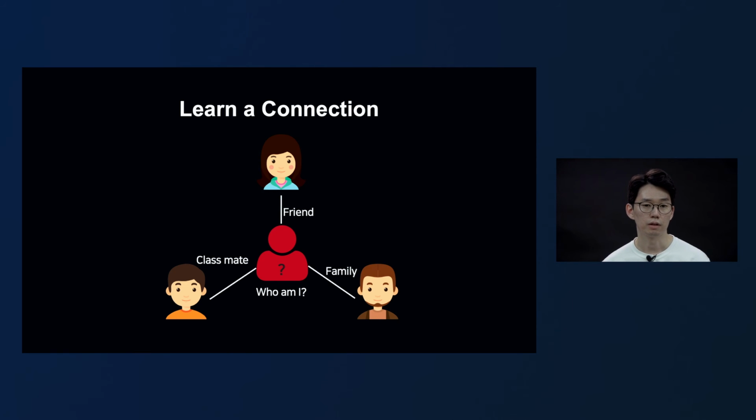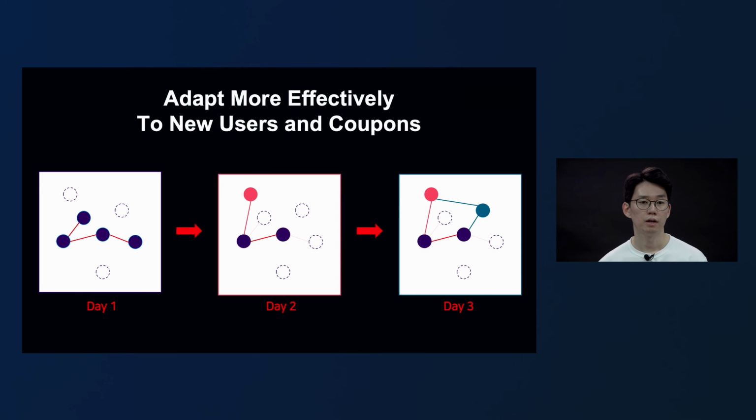The graph neural network learns a connection. Existing deep learning method treat each user and item independently, but the graph neural network learns to utilize the information of neighborhood from connection. In other words, it is possible to effectively estimate the preference of neighborhood based on connection. This advantage is useful for cold start problem.